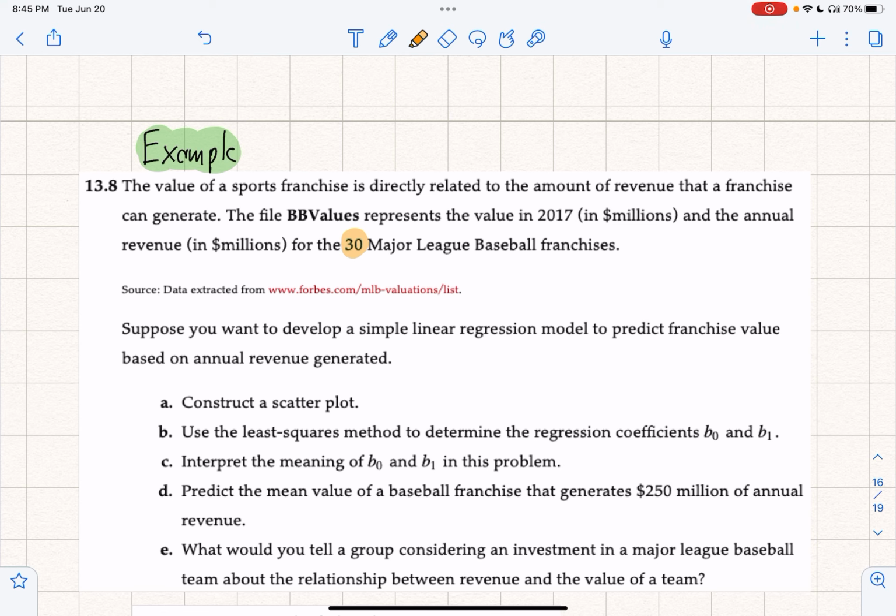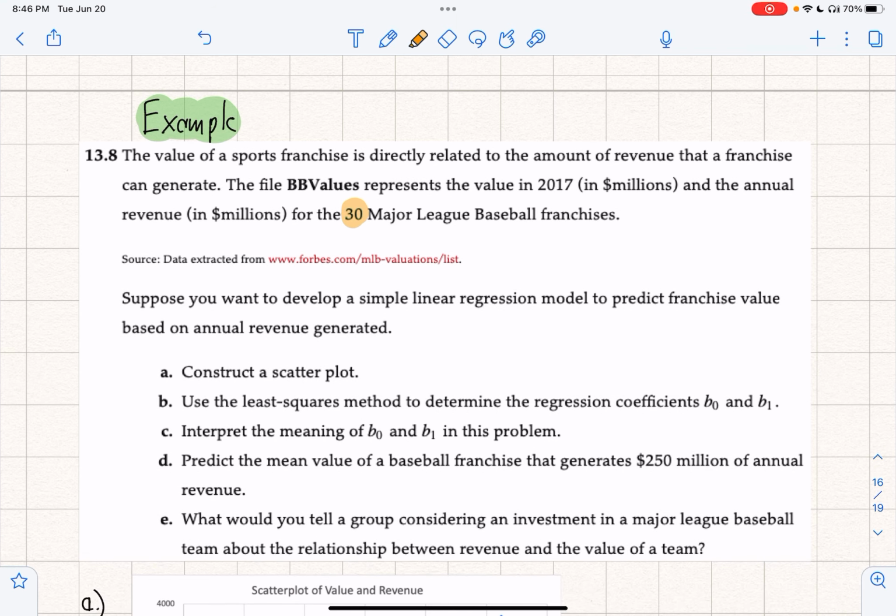So suppose you want to develop a simple linear regression model to predict franchise value based on annual revenue generated. So let's go ahead and do that. It has a couple things for us to do. The first is construct a scatter plot, and then use least squares method to find our coefficients, and then we'll interpret those and do some predictions. So let's do that step by step.